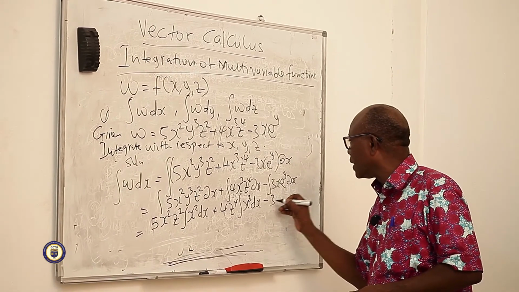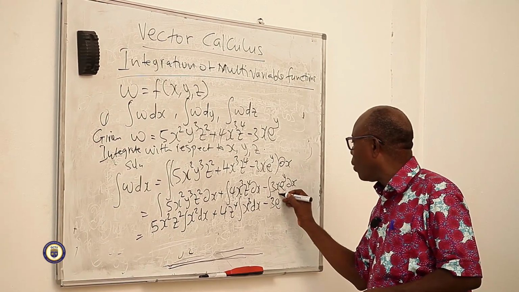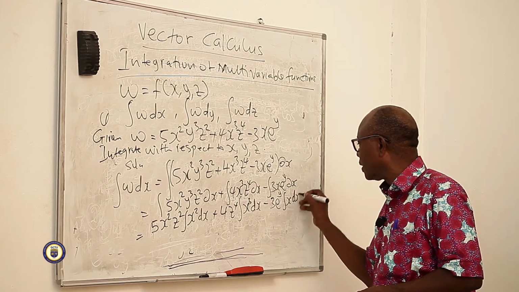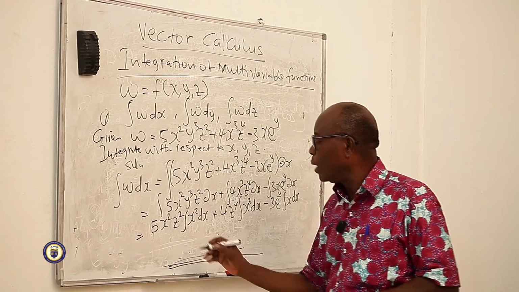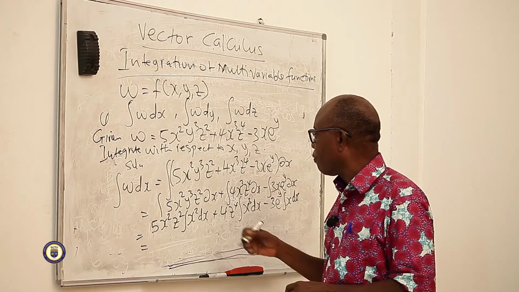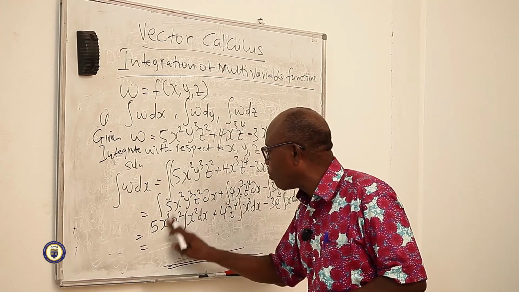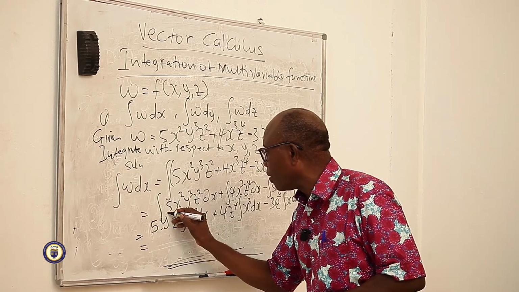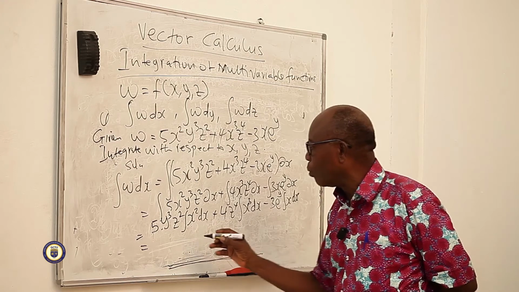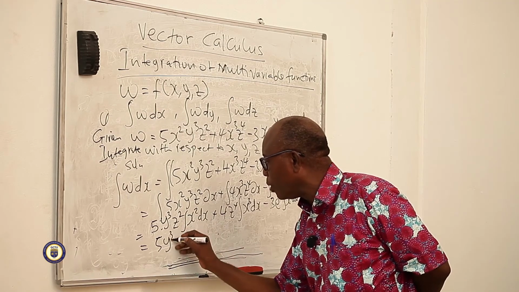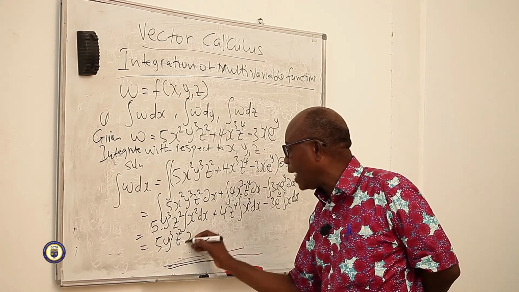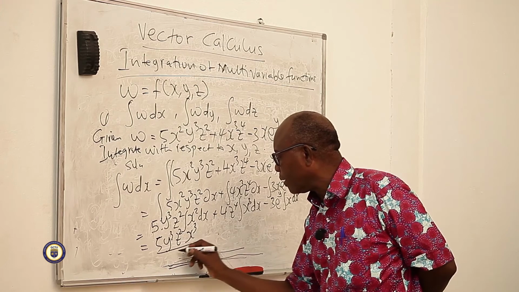So 3 is a constant, exponential y is a constant, it comes out. So we are left with integral x dx. And so let's tidy up. We're going to have 5y cubed z squared, which are the constants. If you integrate x squared dx, you get x cubed all divided by 3, right?